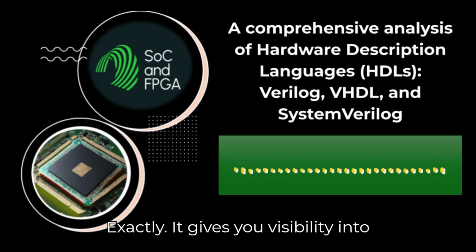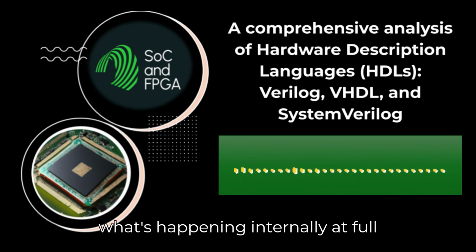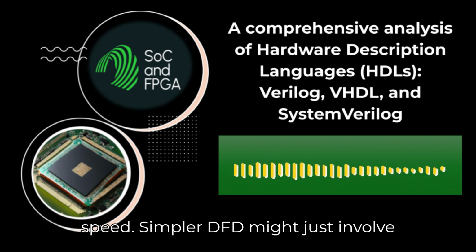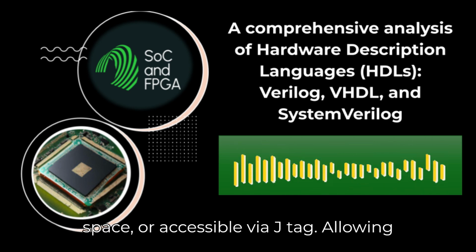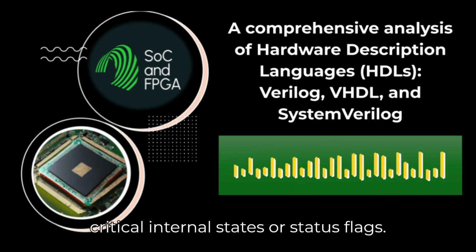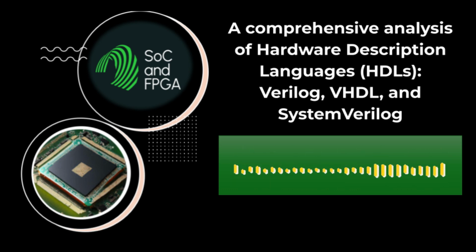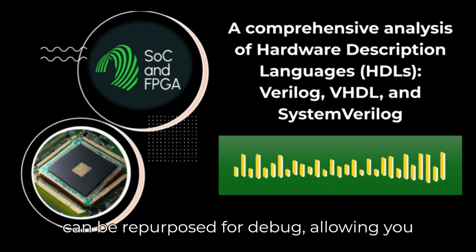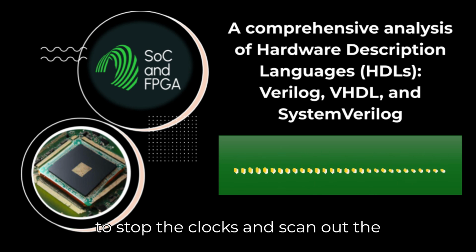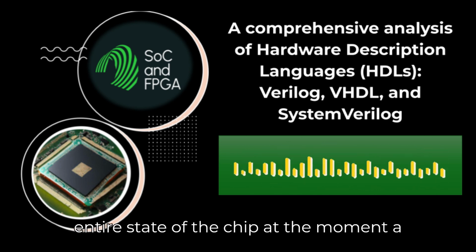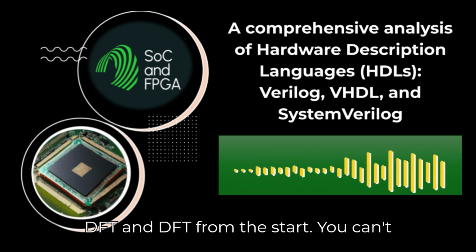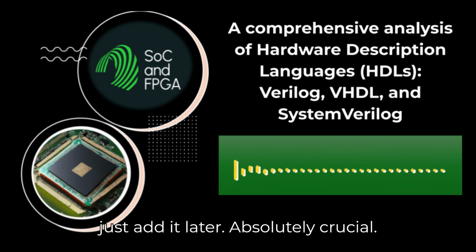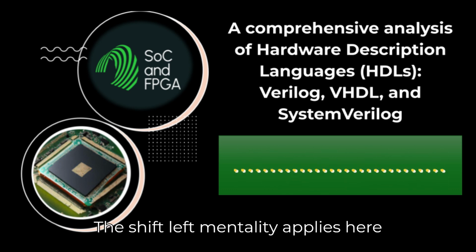Exactly. It gives you visibility into what's happening internally at full speed. Simpler DFD might just involve adding debug registers, special registers mapped into the processor's address space, or accessible via JTAG, allowing software or a debugger to read out critical internal states or status flags. And sometimes, even the DFT scan chains can be repurposed for debug, allowing you to stop the clocks and scan out the entire state of the chip at the moment a failure occurred, known as scan dump. It sounds like you really need to plan for DFT and DFD from the start. You can't just add it later. Absolutely crucial. The shift left mentality applies here too.